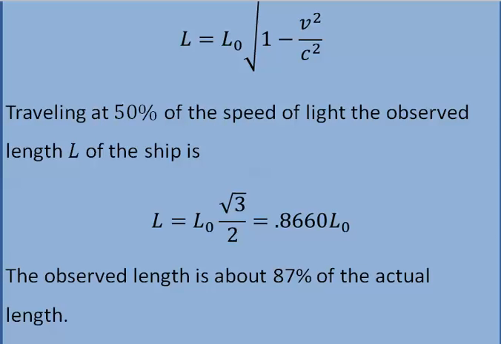All right, conclusion. Traveling at 50% of the speed of light, the observed length of the ship is L naught times radical 3 over 2. And now I'm going to switch it over to an estimate. Oh, it says equals. It should be approximately equals. So the observed length is about 87% of the actual length. So that shouldn't be equals, that should be approximate.